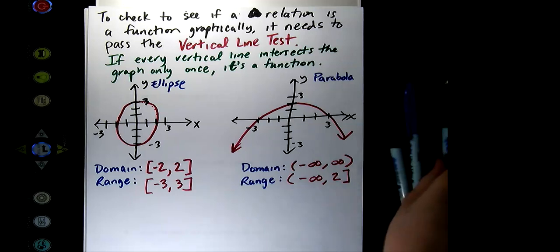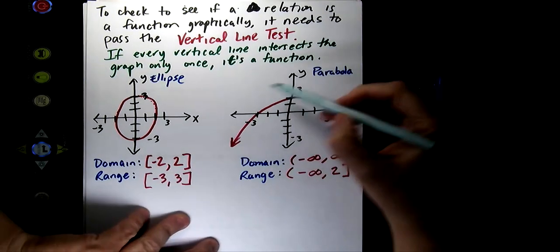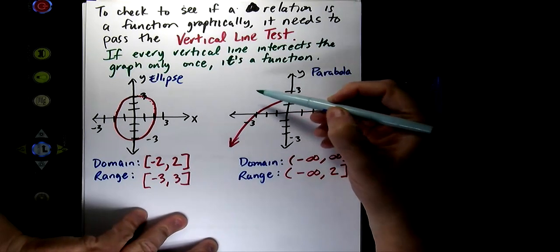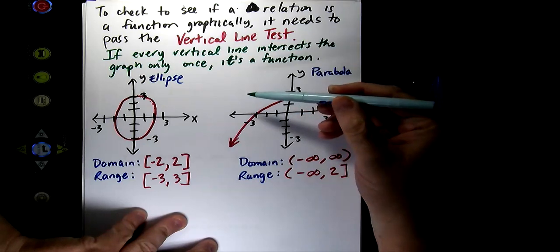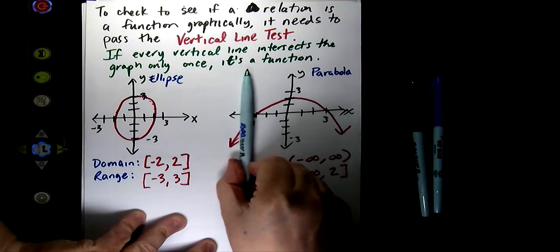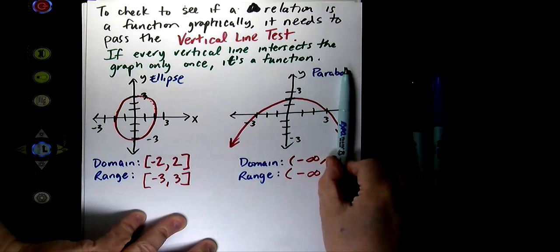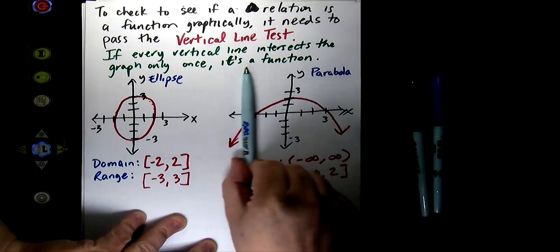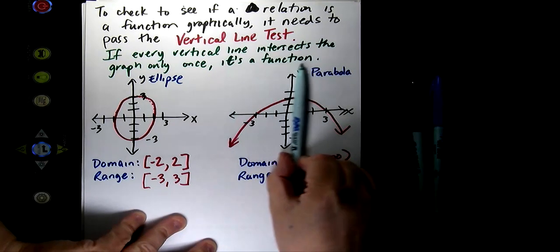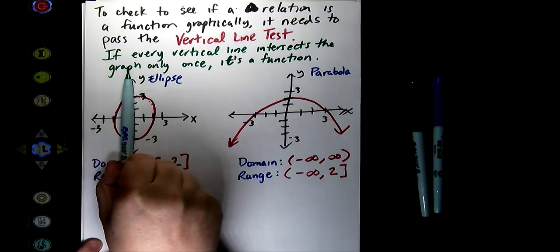Now for the vertical line test. I'm drawing it because I'm scanning it, but normally you wouldn't draw on it. The idea is move your pen over it. And as long as your pen only hits the graph once, you're good to go. It's passing the vertical line test. The parabola passes the vertical line test. It only hits it once. The ellipse does not. It hits it twice in most places.